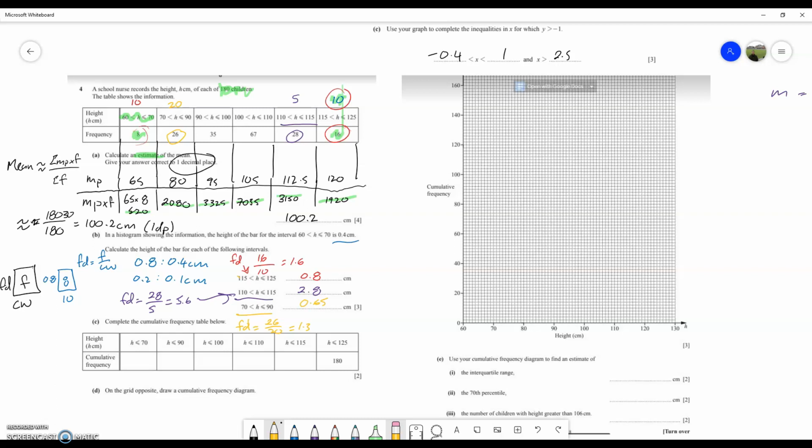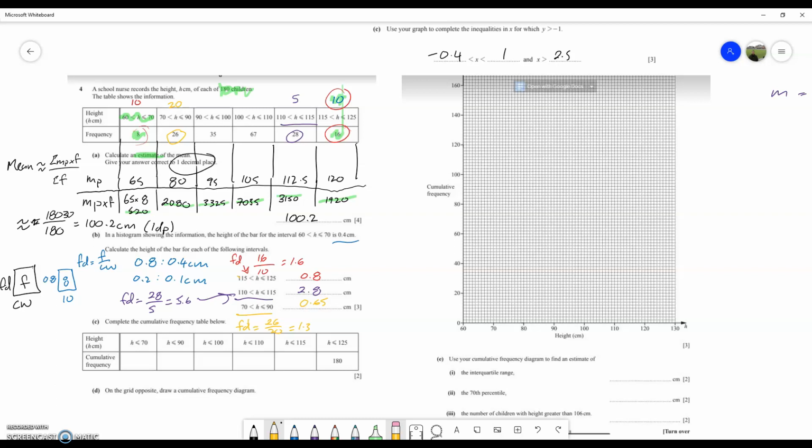Okay, so that's the question. I really recommend you spend some time looking at frequency density. We don't really use it in the New Zealand curriculum, so it's something you won't be familiar with, and it's likely to be a question in the exam. So moving on to C.